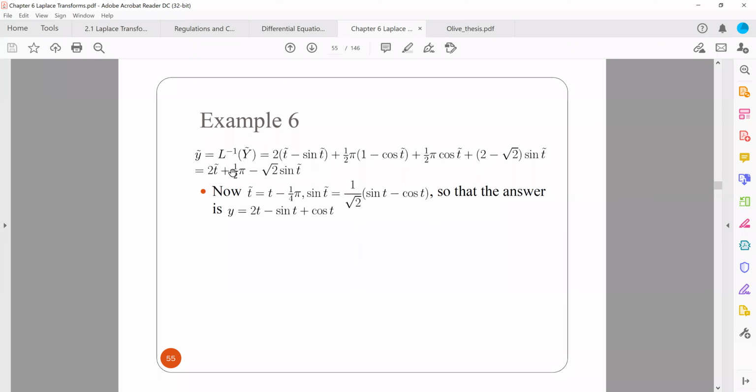You end up with 2t tilde plus a half pi minus root 2 sine t tilde. So if you replace this t tilde with this, then you'll end up with y equals 2t, because if you multiply 2 times a quarter, you'll get a half pi minus a half pi, which will cancel with this half. So you end up with 2t. And then if you put it in here and do that expansion, sine A minus B, I think, you'll end up with minus sine t plus cos t.